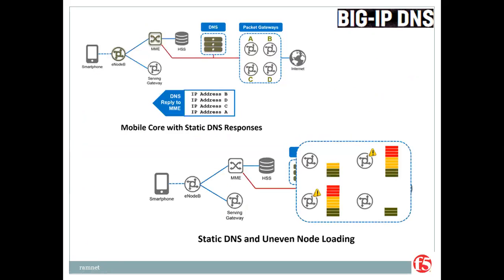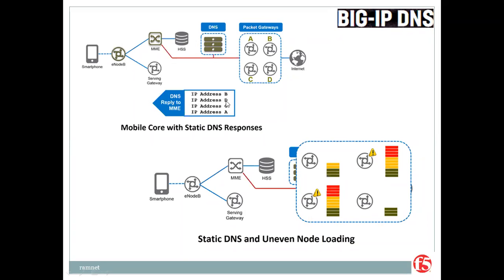And see, this is just a diagram of a multi-core with a static DNS response. The person with the smartphone comes to this and it goes to the MME. The MME is nothing but a provider. Then it goes to the DNS, and the DNS resolves and gives it to them. These are all the packet gateways. Through this, they can reach the internet. This is a normal DNS reply to the MME.